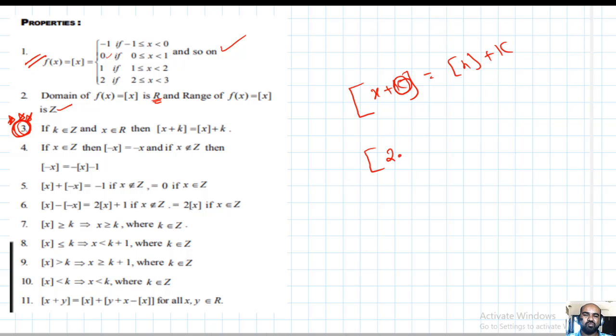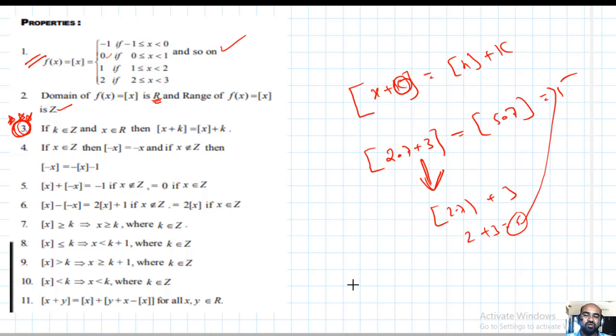Step of 2.7 plus 3 is given. Actually what is that? That is 5.7. What is step 5.7? 5 only. This can be written, according to the rule, as step 2.7 plus 3 separately. Step 2.7 is what? 2. 2 plus 3 is what? 5. Same answer we are getting. Don't think that step of x plus y can be written as step x plus step y. Wrong.